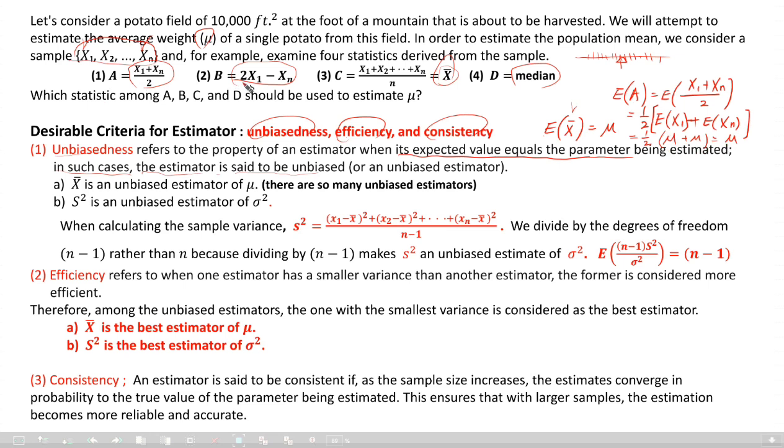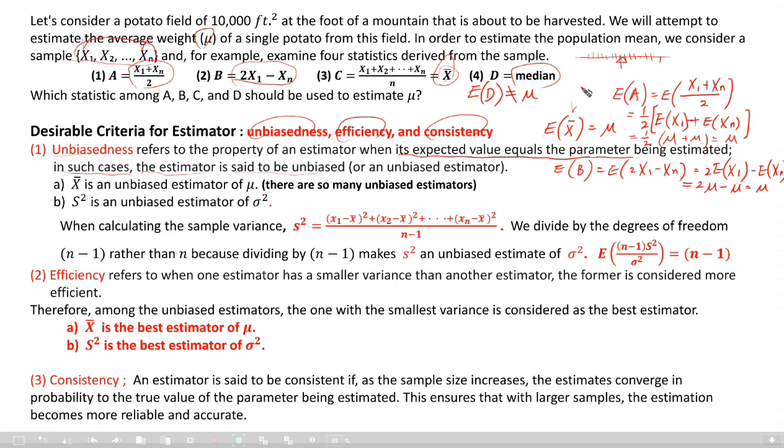How about this B? The expectation of B is the expectation of 2x1 minus xn, which is 2 times the expectation of x1 minus the expectation of xn. So 2 mu minus mu equals mu. So B is also an unbiased estimator. C, of course, is an unbiased estimator. D is not equal to mu.